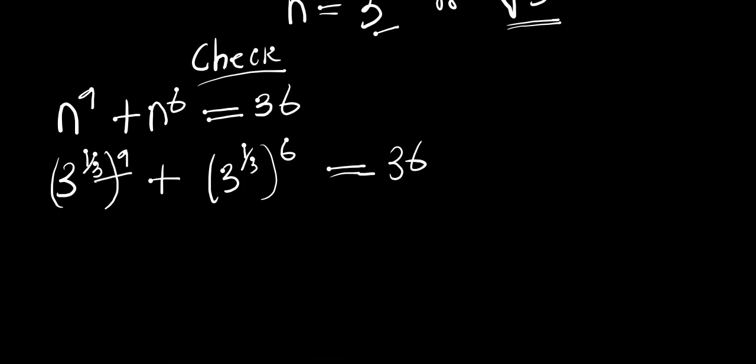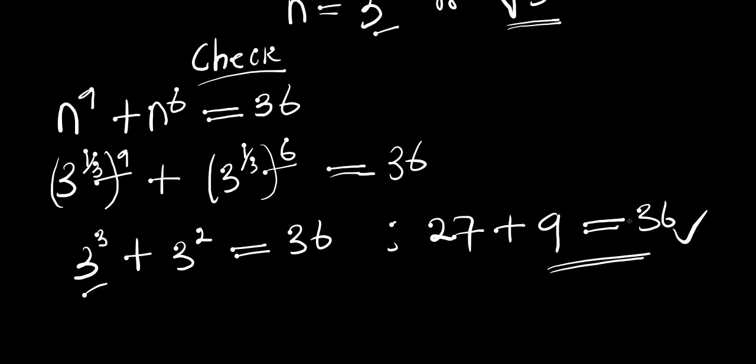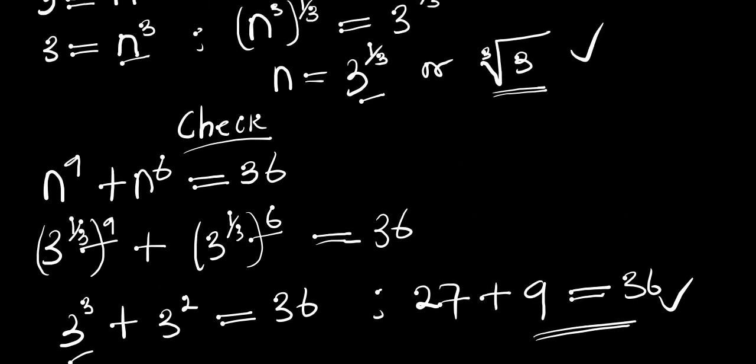So we multiply these exponents. 1 over 3 times 9, we are going to have 3 over 3, that is, we are going to have 3. So you have 3 power 3 plus 1 over 3 times 6, we are going to have 6 over 3, and that is 2. We have 3 power 2. And this should be equal to 36. Because 3 power 3 is 27, plus 3 power 2 is 9, and this is equal to 36. So we have proven beyond doubt that this is actually the only solution, that is cube root of 3, which is the only real solution.